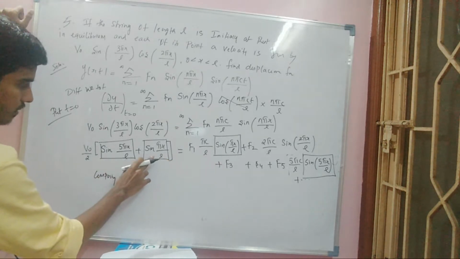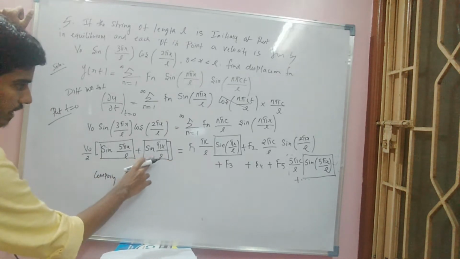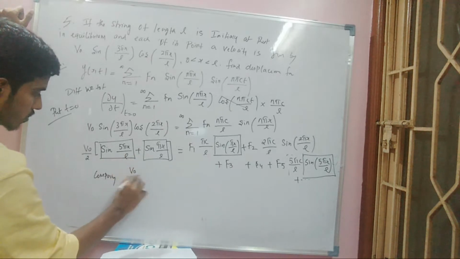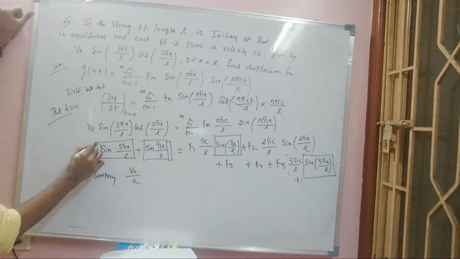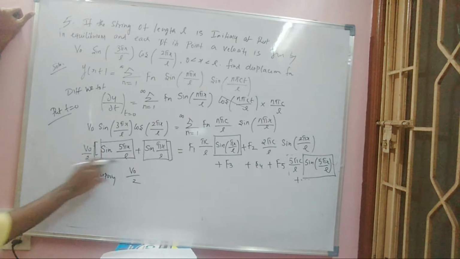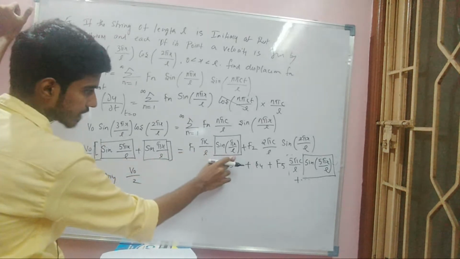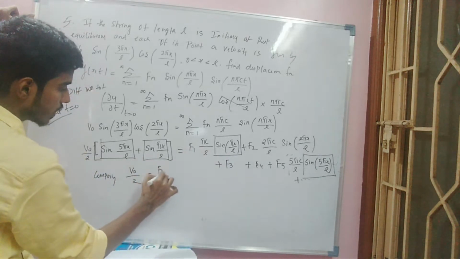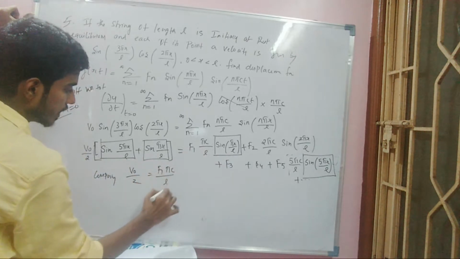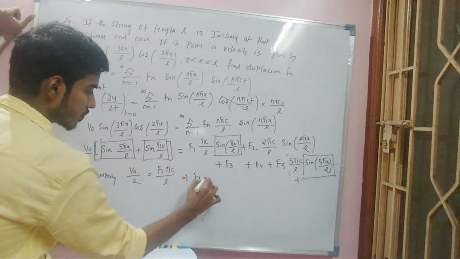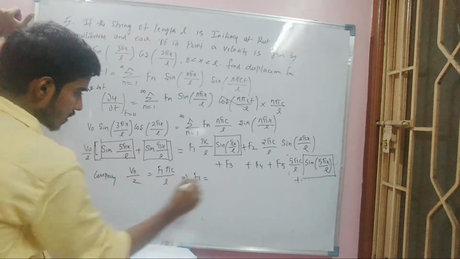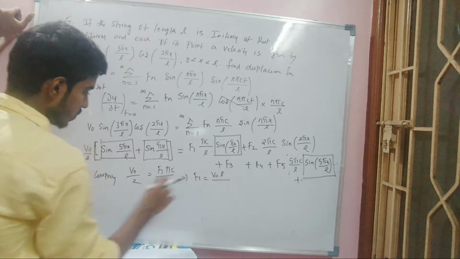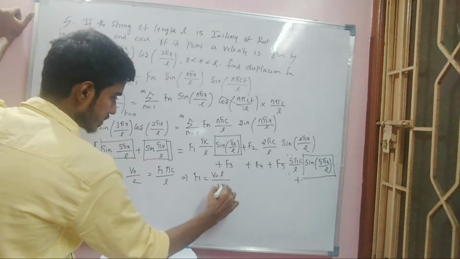What is the coefficient of sin πx by L here? It is v naught by 2. So you have to multiply v naught by 2 inside, right? So the coefficient is v naught by 2. And what is the coefficient of sin πx by L here? It is f1 πc by L. That means the value of f1 will be v naught L divided by 2πc.